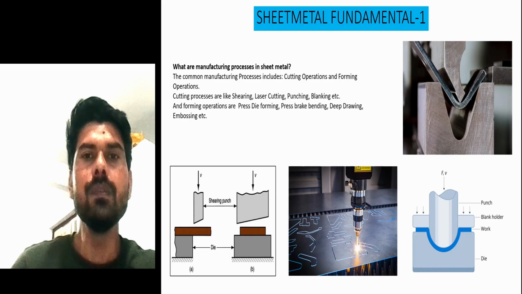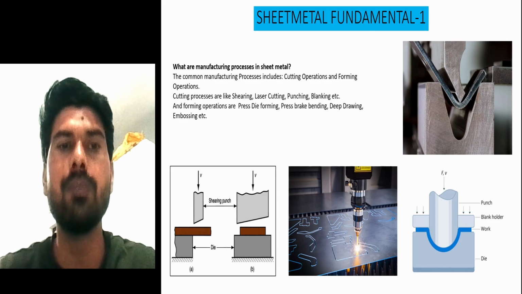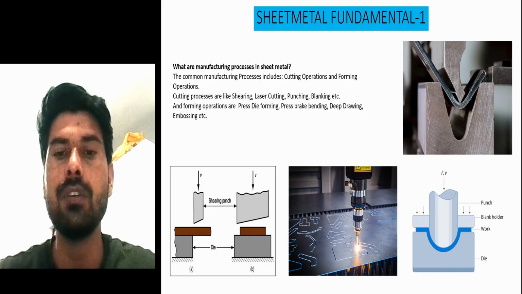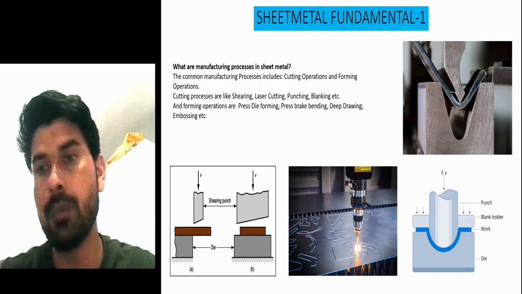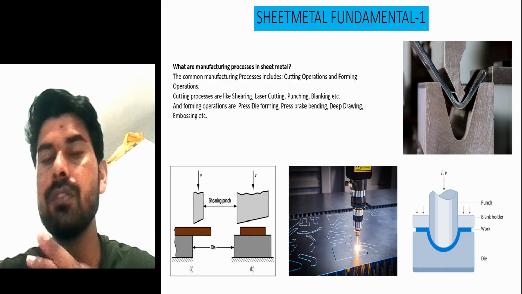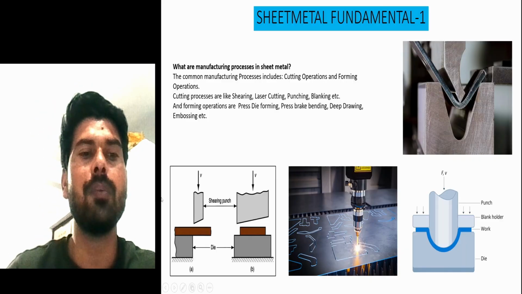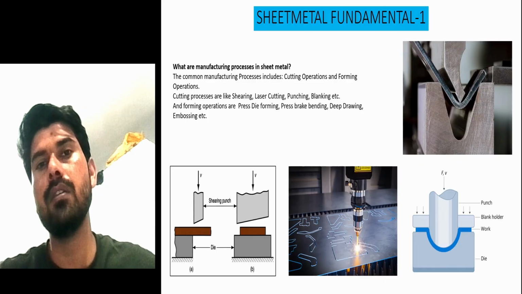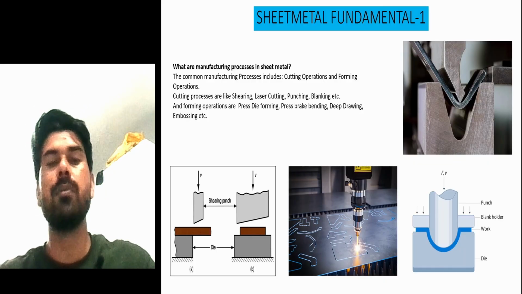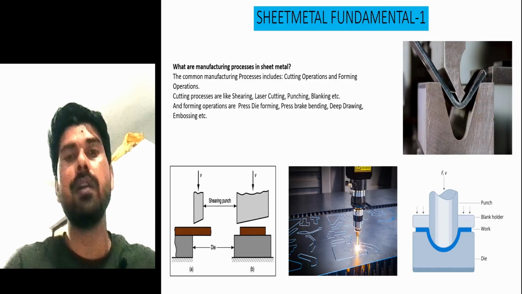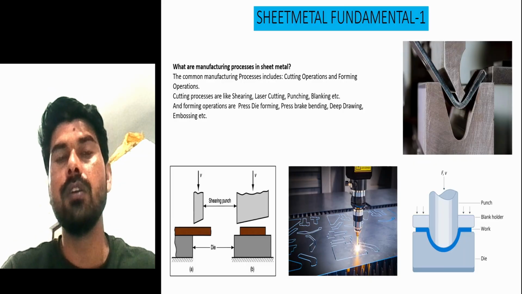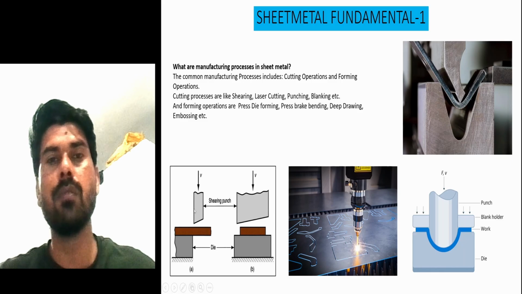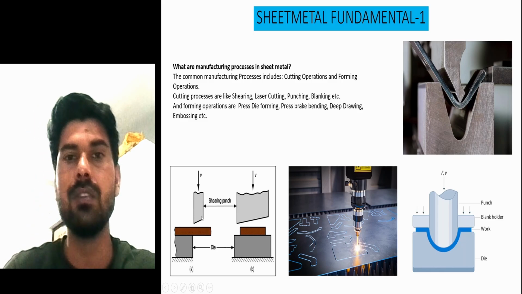And what are the processes in the sheet metal industry? So here I have mentioned four major processes in the sheet metal industry. The first one is the cutting operation on the left-hand side. This is the shearing operation, where the metal is cut with the help of shearing, and this is similar to how we cut cloth using scissors. So this scissor mechanism is also used in the metal cutting industry.